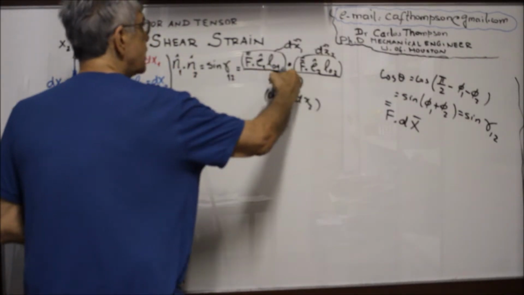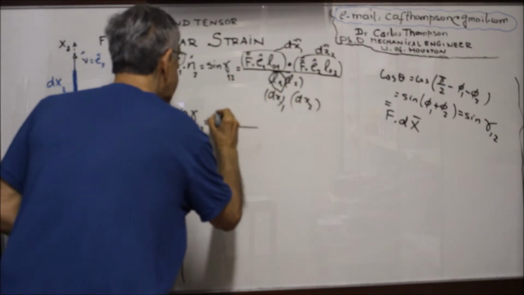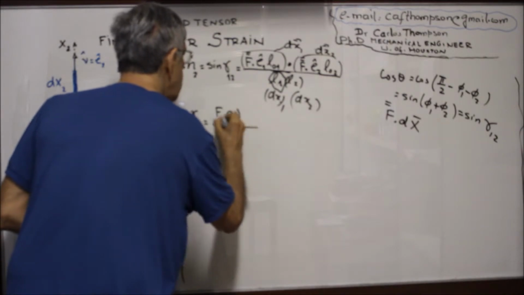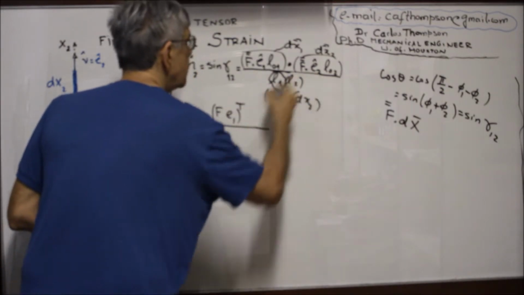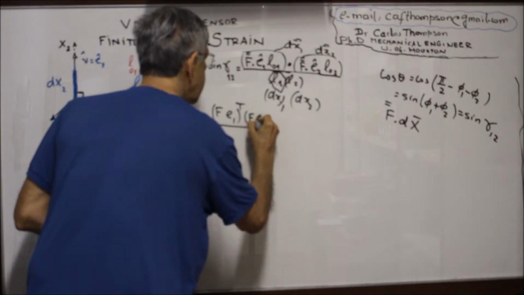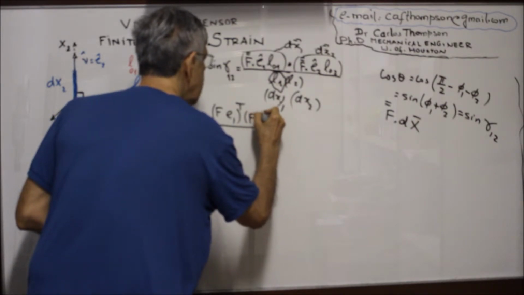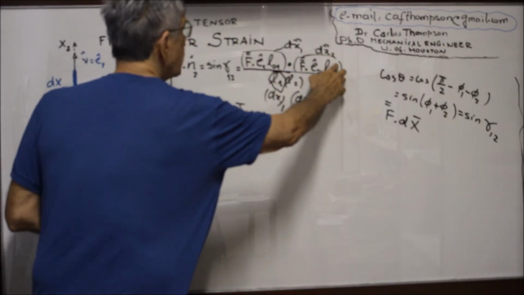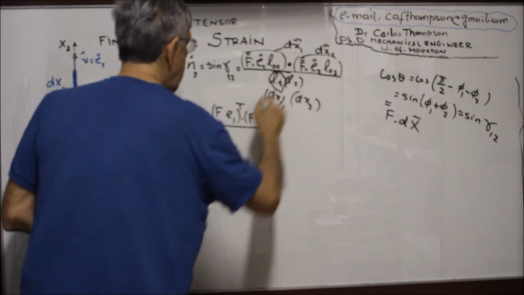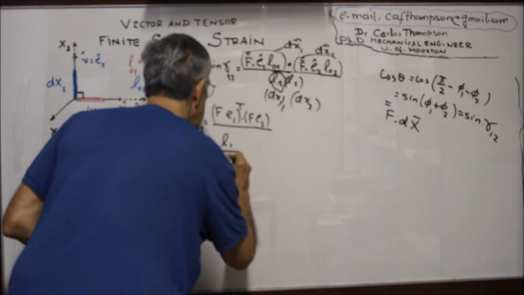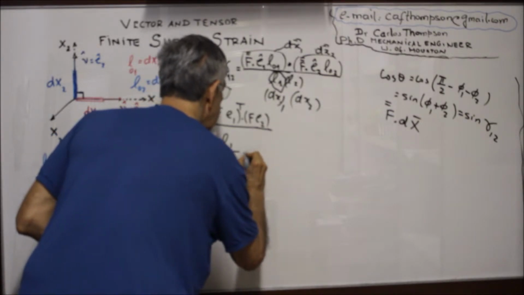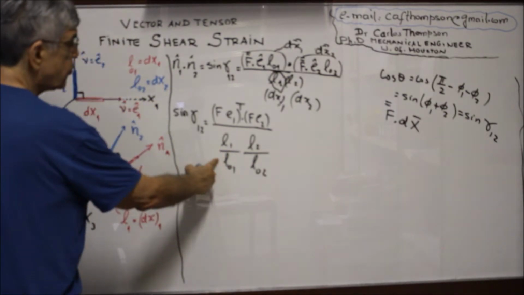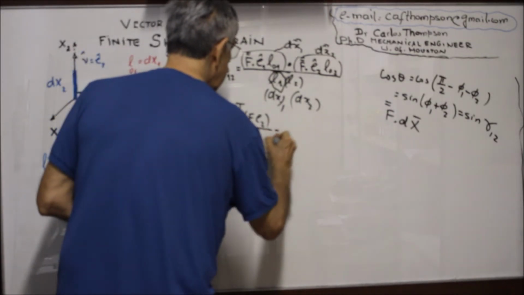Now we can write sine gamma 12 is equal to... You see there's a dot product, so we can do this: F times vector E1, transpose, times F E2. You see? The dot over here. Now this L01, L02, we can bring right here: L1 over L01 times L2 over L02. This is the stretch ratio. You can write it down here.